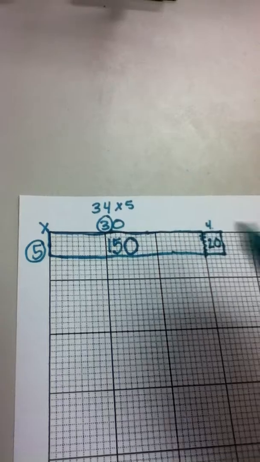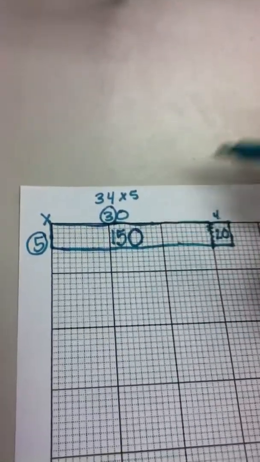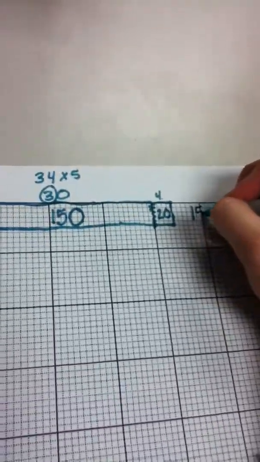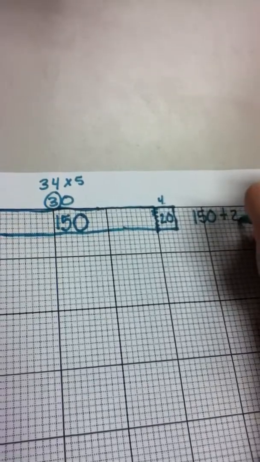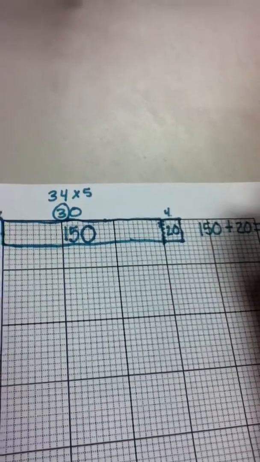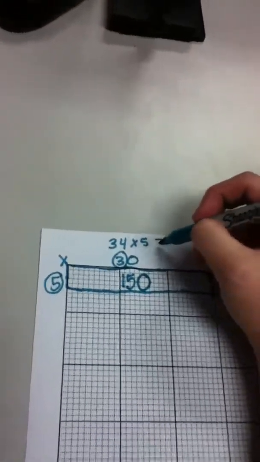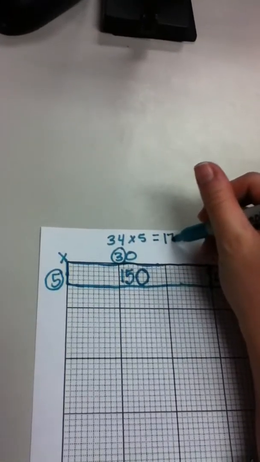And because I broke those into parts, I have to combine them and put them back together. So this is 150 plus 20, which equals 170. So from my building, I know that 34 times 5, or 5 times 34, equals 170.